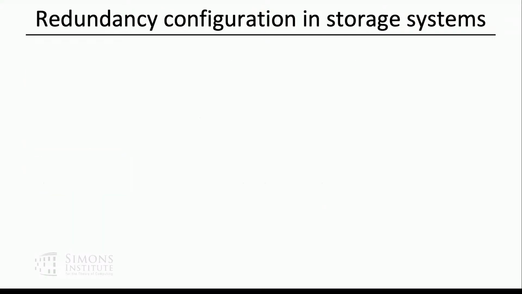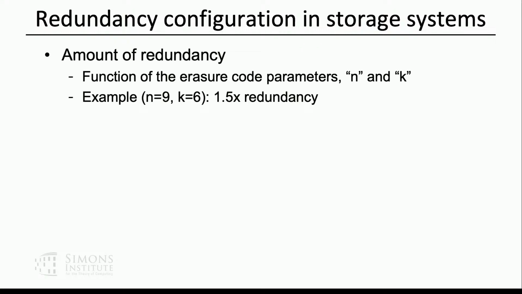Okay, so now how are the parameters chosen? In the example that I showed, it was 9, 6. So how are those parameters chosen? The redundancy configuration in these storage systems is based on many different factors. One of them is the amount of redundancy, which is decided by these core parameters, N and K. In the example that I just showed, N equal to 9 and K equal to 6, we had 50% additional redundancy, because the overhead, N over K, is 1.5.